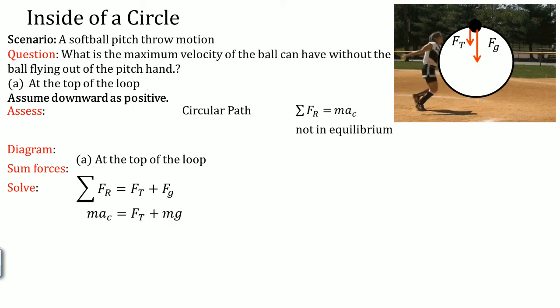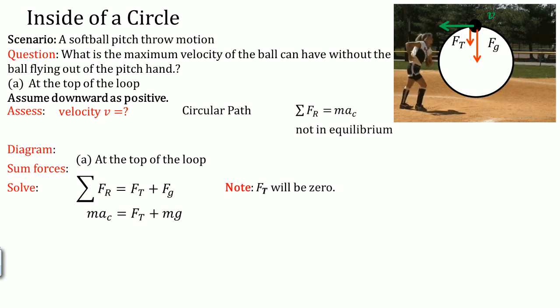Now it says, looking at only the top of the loop, what is the maximum velocity the ball can have without flying off the pitcher's hand in that circular motion? So here the velocity is v equals r question mark. Then we're looking for that velocity. It's pointing to the left because if you see the pitcher's motion, that is the direction in which the ball is traveling.